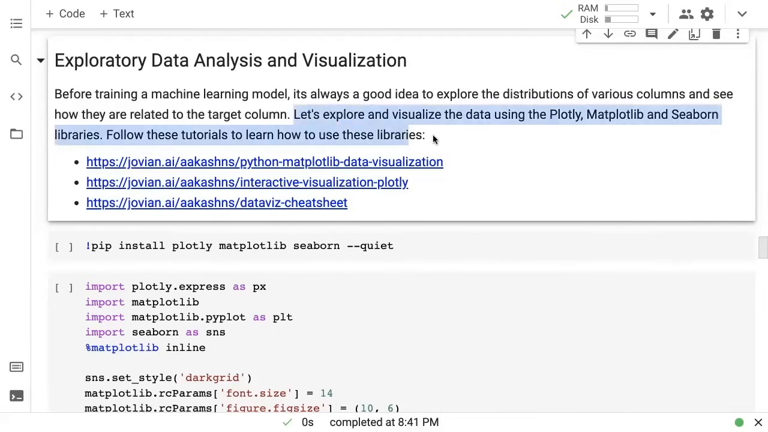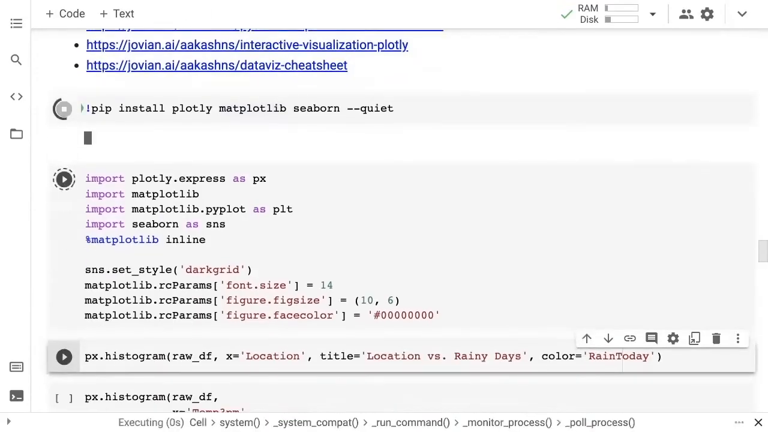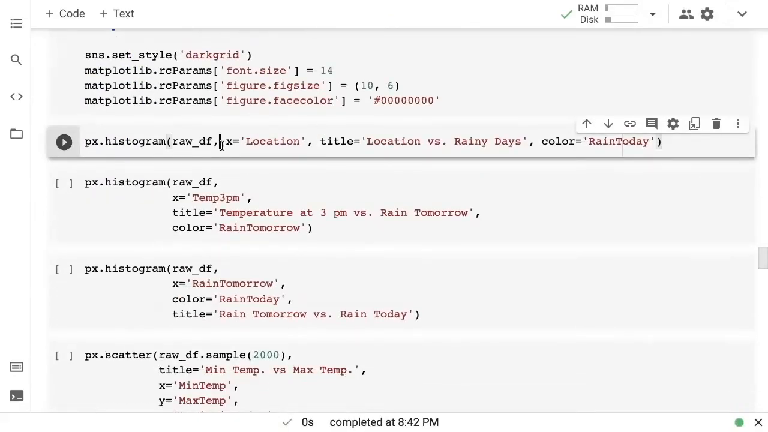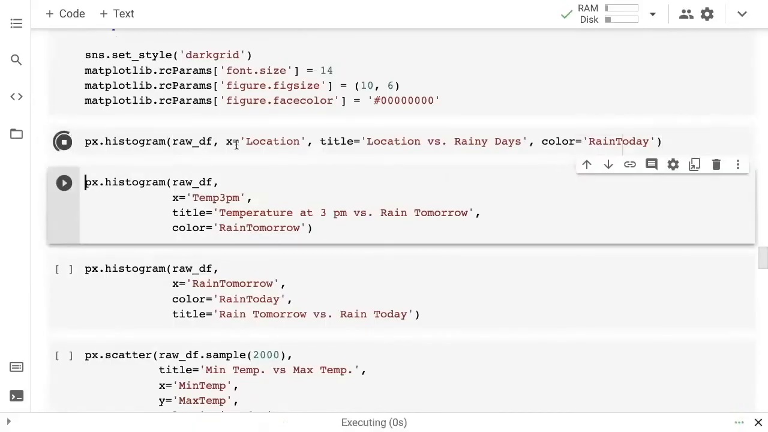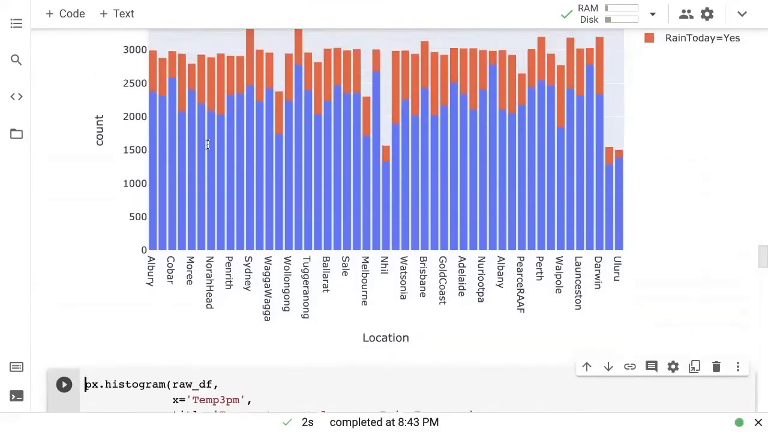But today, because our focus is on logistic regression, we'll do a limited amount of EDA. So let's just install these libraries, these plotting libraries, matplotlib, seaborn, and plotly. And first of all, I'm just going to look at the location data. I'm going to see what different locations we have and how many measurements we have across locations.